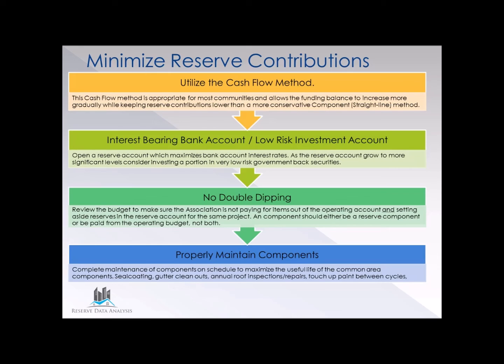Something like that. So that's double dipping. You just want to make sure you're not paying for the same component in two different spots of the budget. You want to make sure that they are separate and only once. And then properly maintaining components.